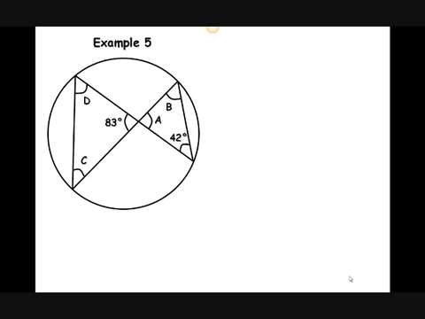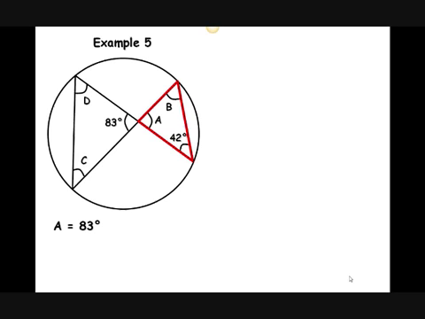Okay, example 5 then. So first of all, let's look at the angles in the centre there. There's no centre of the circle marked here, so we can't use the angle at the centre is double the angle at the circumference or anything like that. Now, A and 83 are vertically opposite, and we know that vertically opposite angles are equal. So A must be 83 degrees.